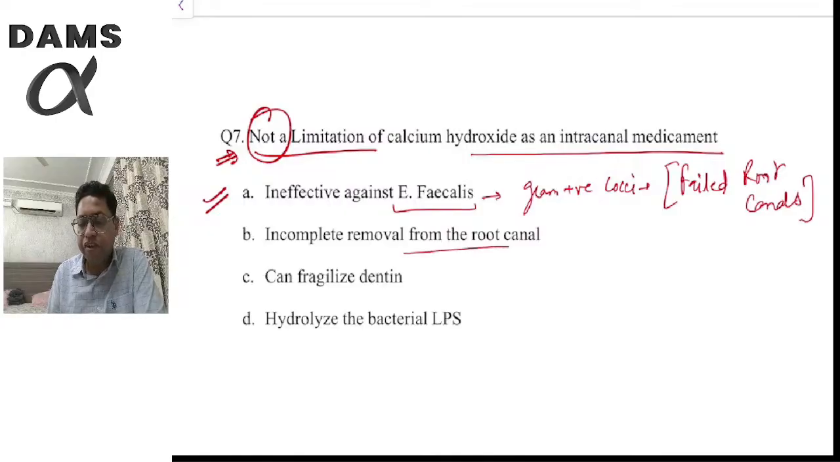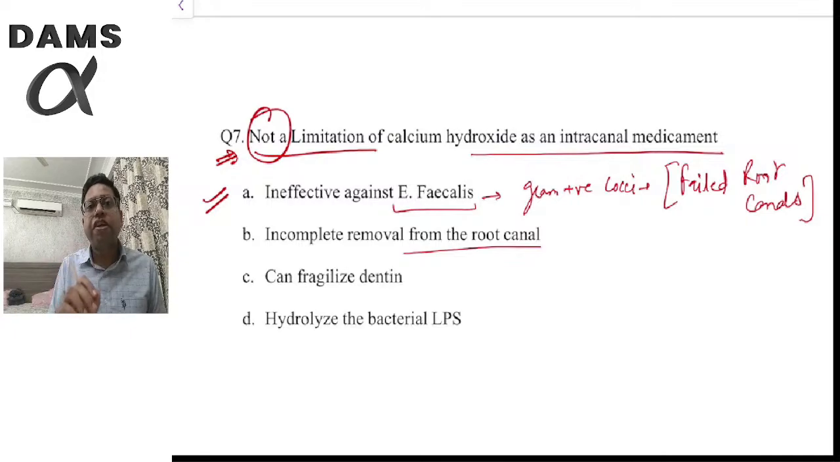Incomplete removal from the root canals. What does it mean? When do we use calcium hydroxide? Calcium hydroxide is an intracanal medicament that is used usually for 1 week or so for sterilizing the root canal, especially the root canals that we are not able to achieve complete dryness with. To make the root canal sterile and dry, we put an intracanal medicament of calcium hydroxide. And since it is an intracanal medicament, before obturation, we have to remove the calcium hydroxide.